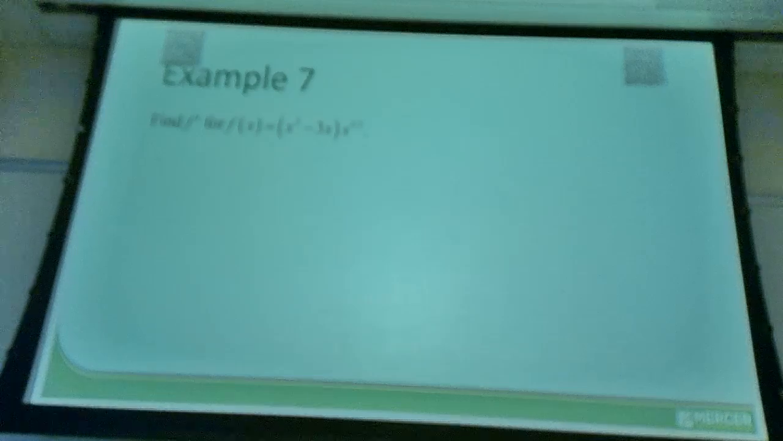What's it called? Chain rule, yeah. I don't want to use the multiplication rule, so let's just distribute it.